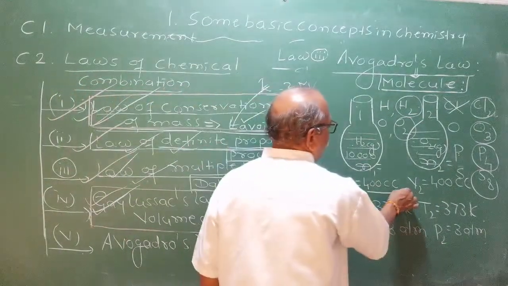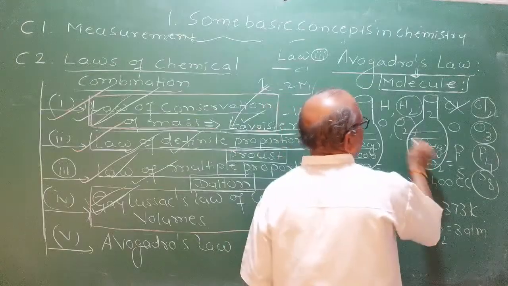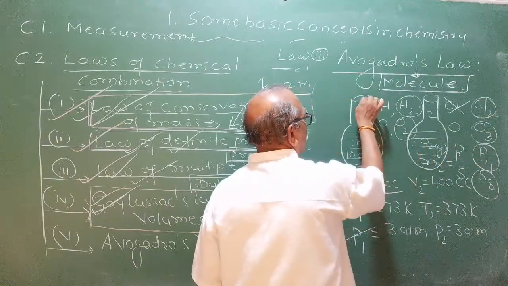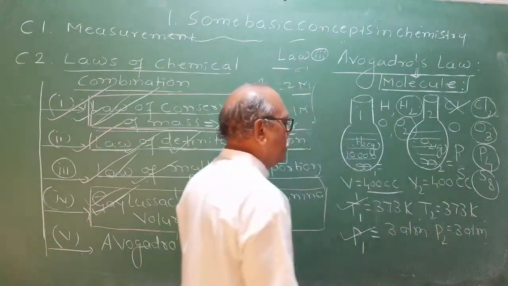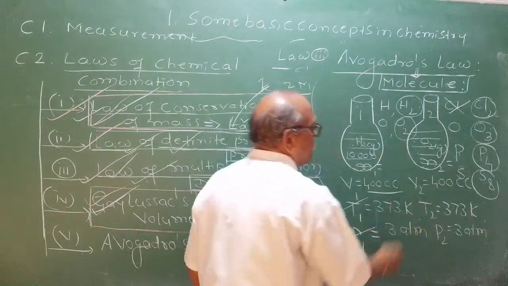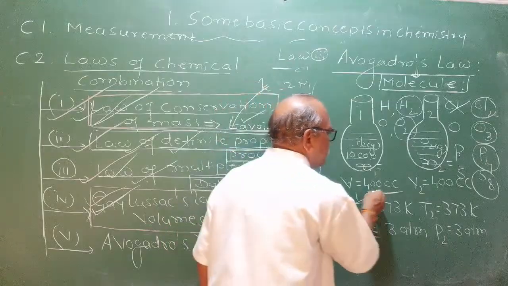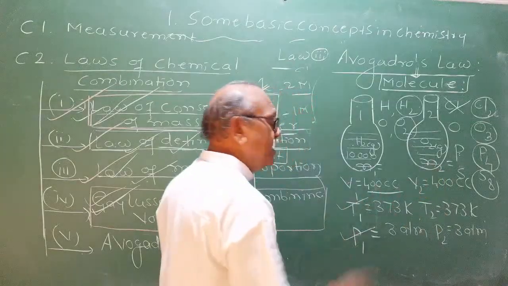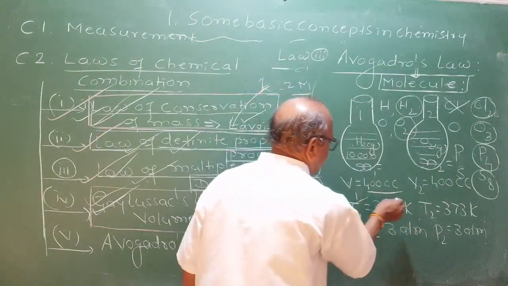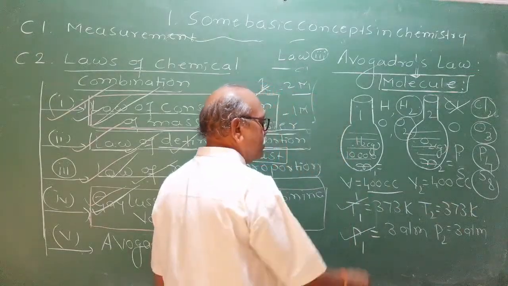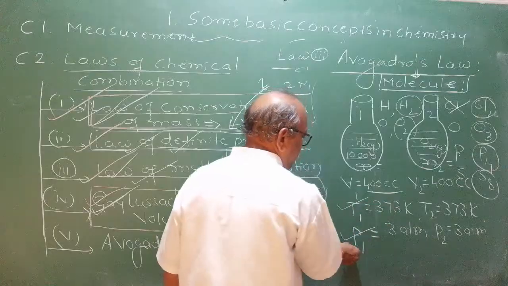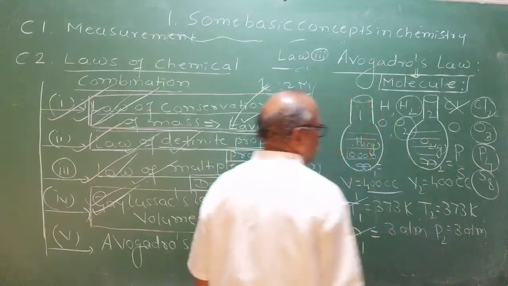What is the volume here? 400 cc. Gases will not have a definite volume. They will have the volume of the container. Suppose both containers are 400 cc only. Equal volumes of all gases, note 400 cc, 400 cc, under similar conditions of temperature, 373 Kelvin, 373 Kelvin, and pressure, 3 atmosphere, 3 atmosphere.